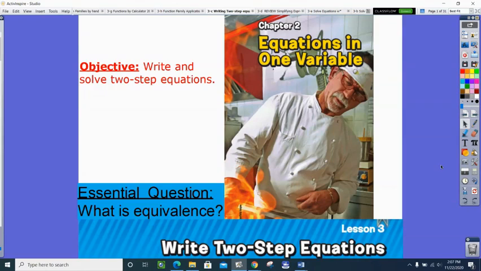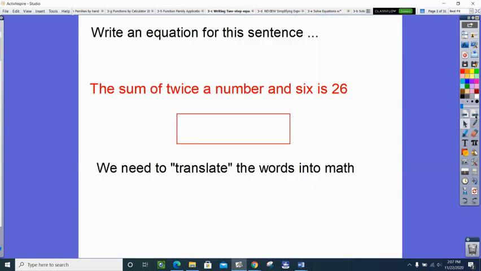So let's take our solving of our two-step equations and ask ourselves, where does this get used in the real world? We're still talking about what is equivalence. We're still talking about balance. And that equal sign is making sure that both sides of the equation stay in balance. So, here's just a silly one, but let's start talking about translating words into math.